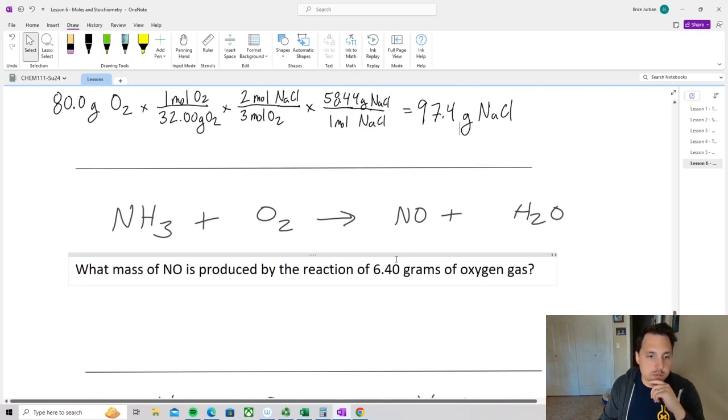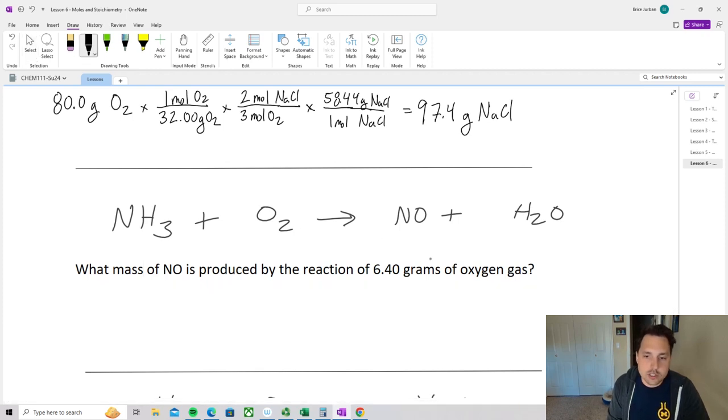All right, we got 2 more problems left here. Last one here. What mass of NO, or nitric oxide, is produced by the reaction of 6.4 grams of oxygen gas? So what mass, that could be grams or kilograms. We're just going to say grams here. So this is another gram to gram calculation. Let's start by balancing the reaction.